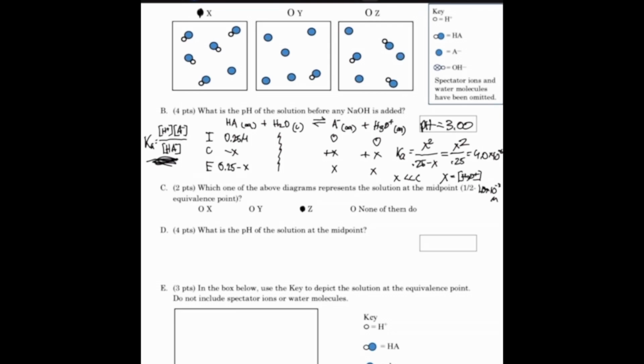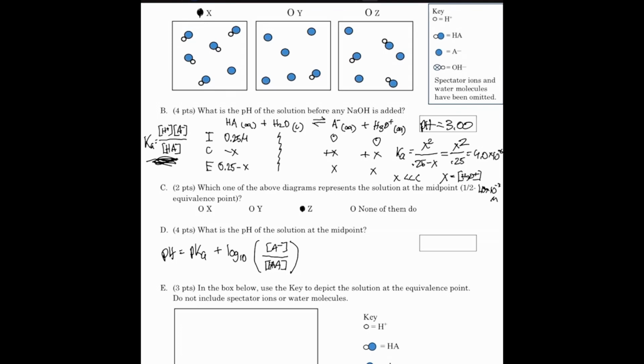Now we're asked to find the pH of the solution at the midpoint. In order to do this, we're going to use the Henderson-Hasselbalch equation. The Henderson-Hasselbalch equation tells us that the pH is equal to the pKa plus the log base 10 of the concentration of your anion over the concentration of your starting acid.